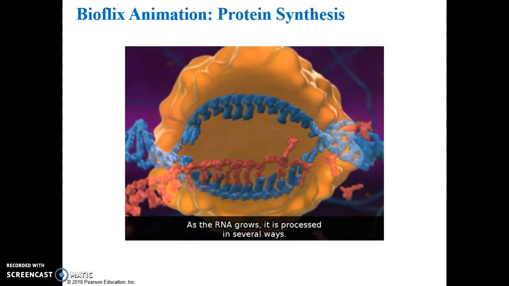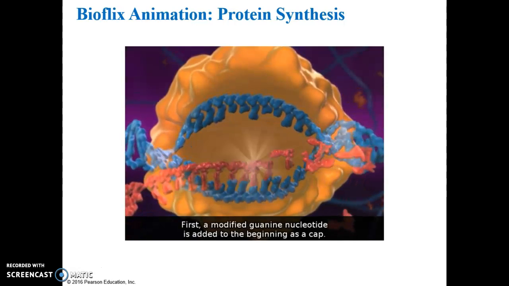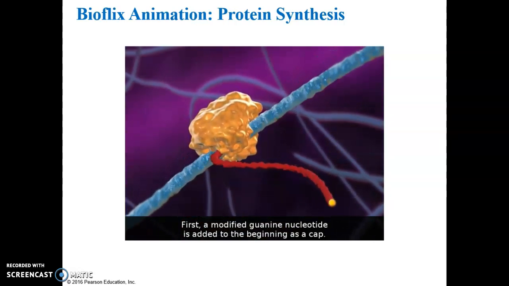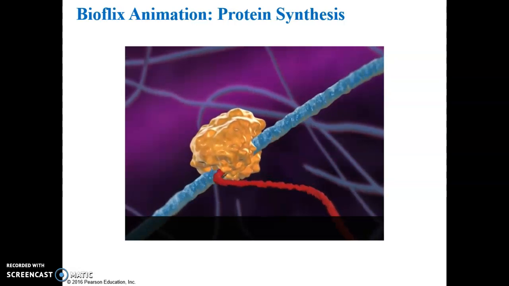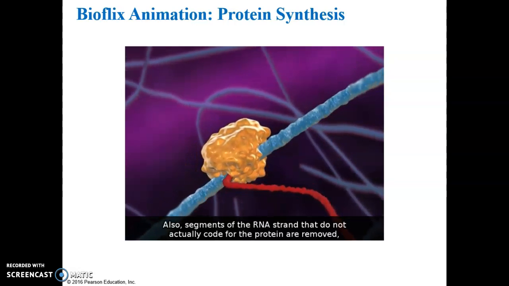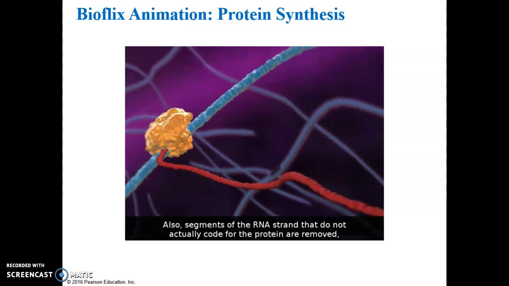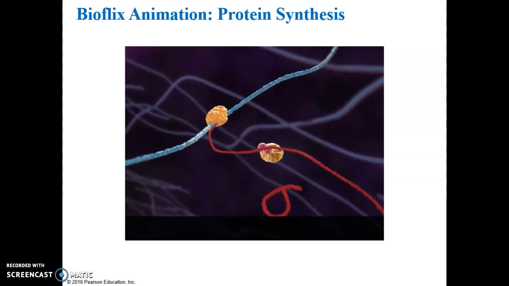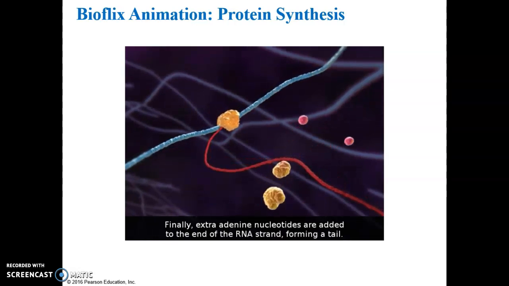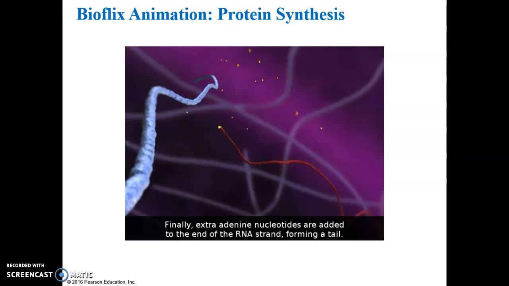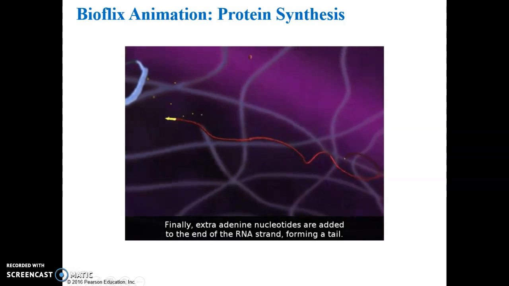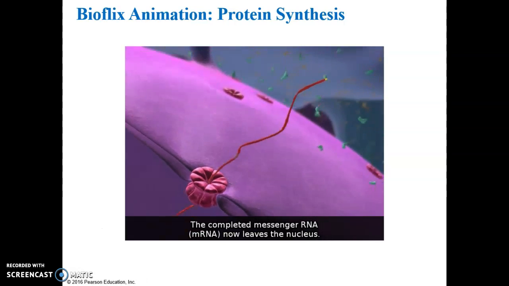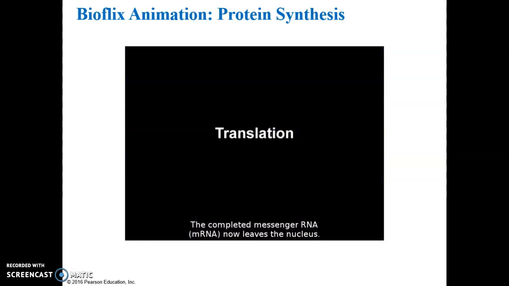As the RNA grows, it is processed in several ways. First, a modified guanine nucleotide is added to the beginning as a cap. Also, segments of the RNA strand that do not actually code for the protein are removed, and the remaining segments of RNA are reconnected. Finally, extra adenine nucleotides are added to the end of the RNA strand, forming a tail. The completed messenger RNA, mRNA, now leaves the nucleus.